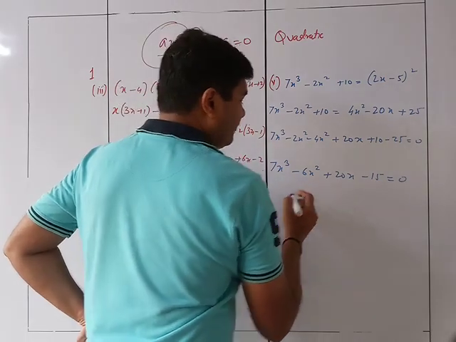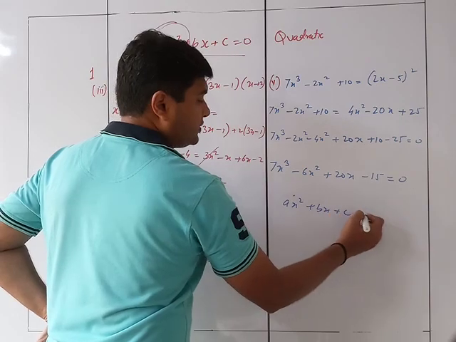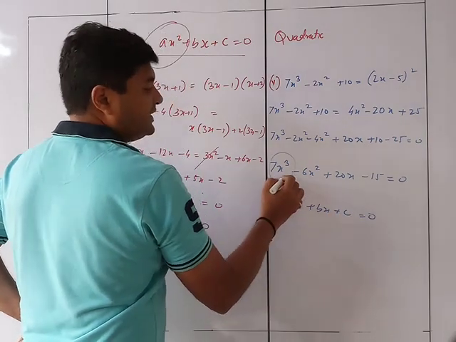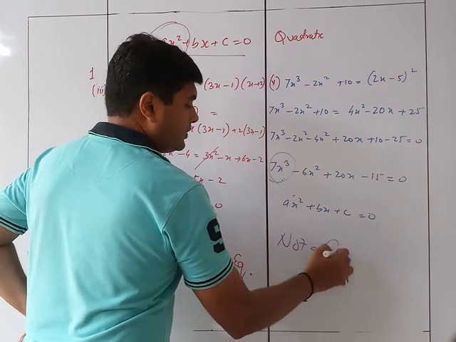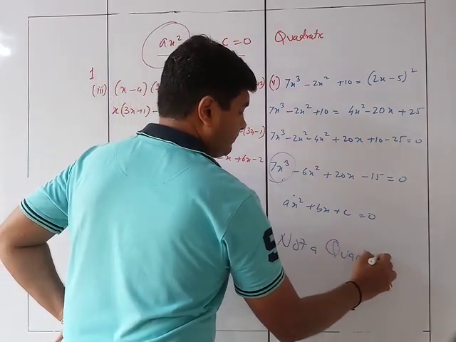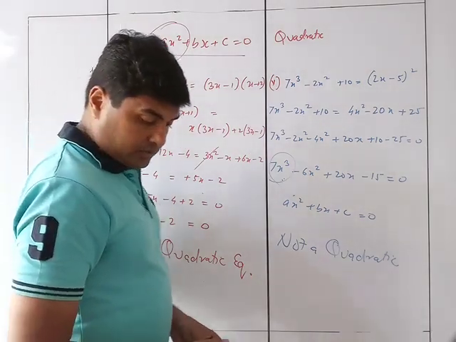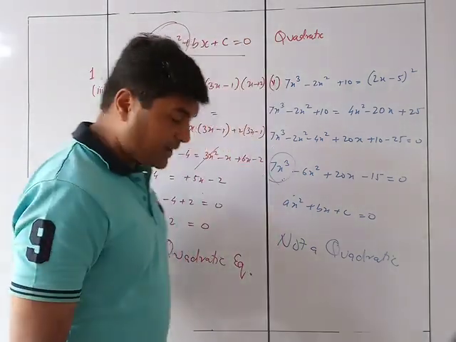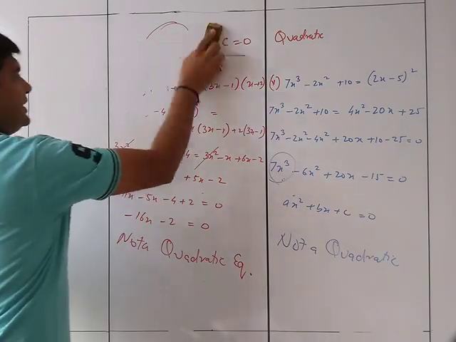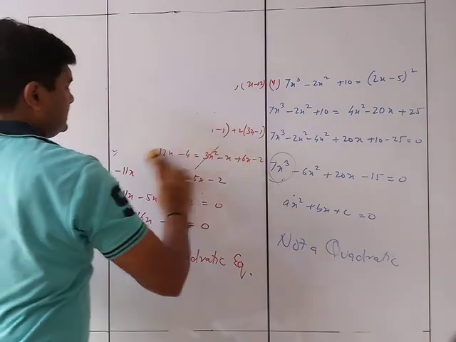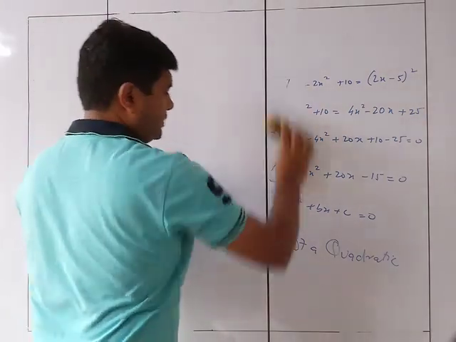It is not in the form of ax square plus bx plus c is equal to 0 because this thing is additional to this thing. So not a quadratic. Did you understand this? Okay. So this was about the first part. Now let's move to the next part of the exercise, that is exercise question number 2. We'll take one of the sums of question number 2.